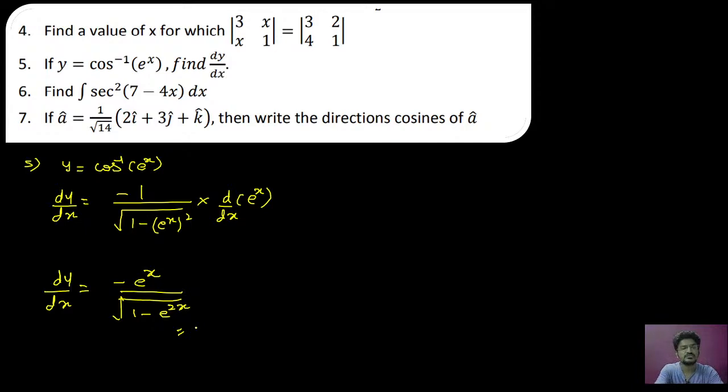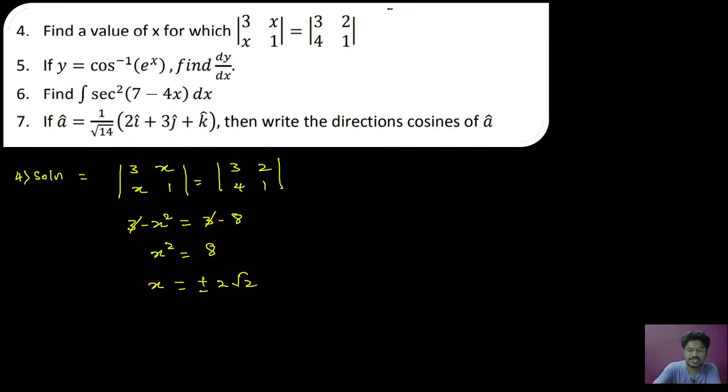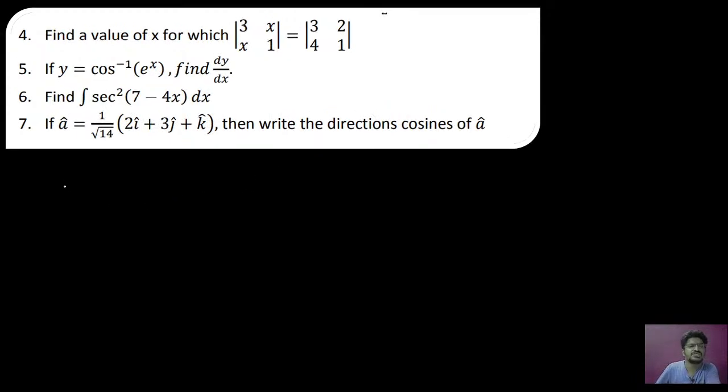Okay, so now we have to solve our problem number 6. Clear? So you just see the problem number 6. What is given? We have to solve the integration of secant square of (7 minus 4x) with respect to dx.